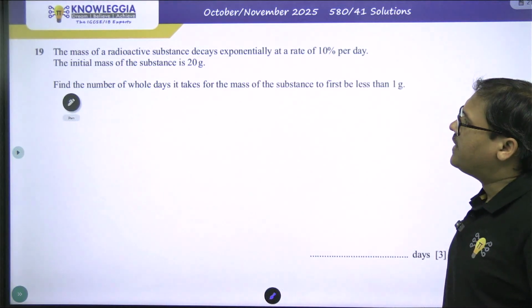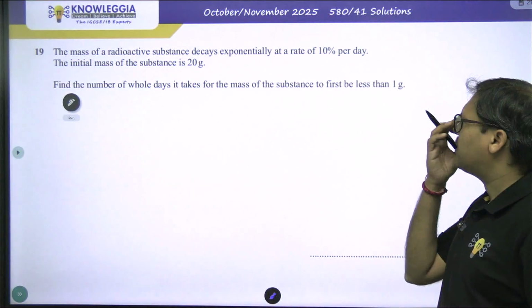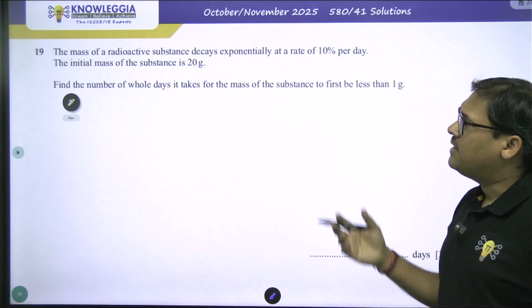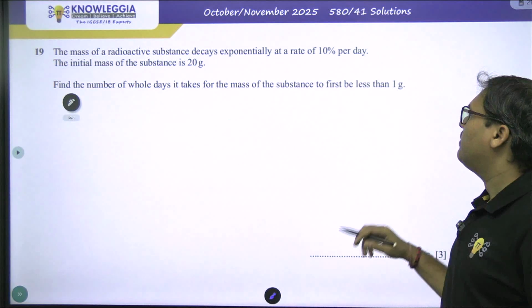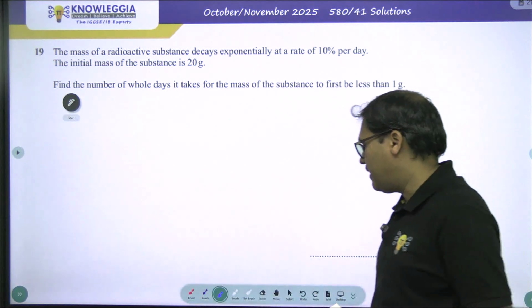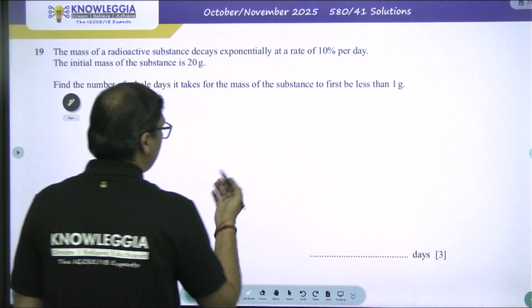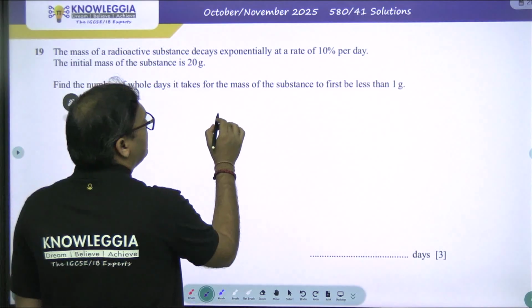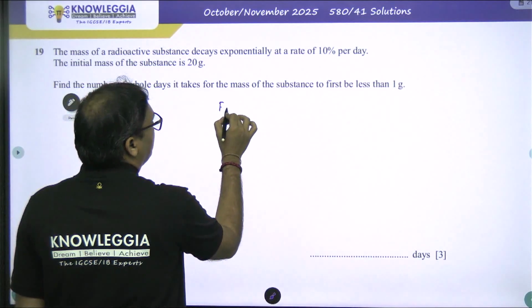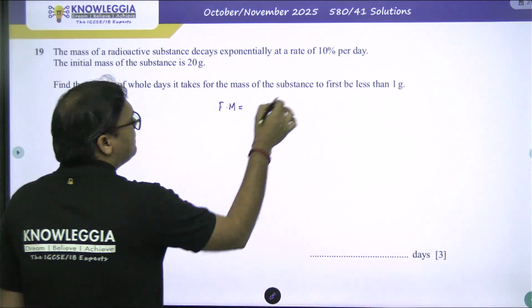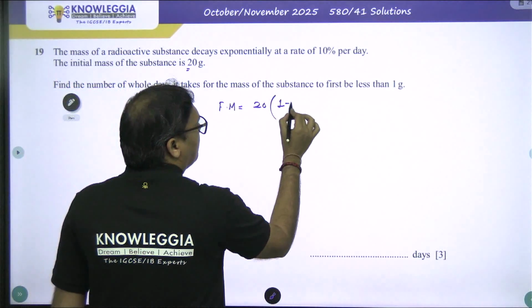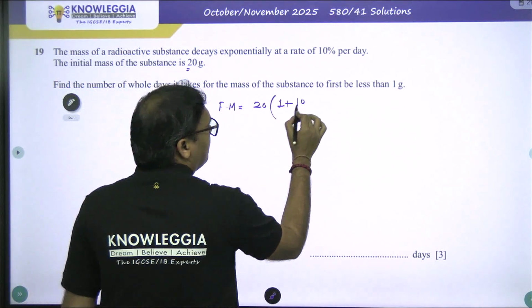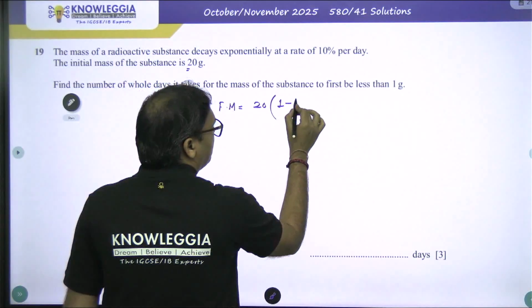The mass of a radioactive substance decays exponentially at a rate of 10%. Initial mass is given. Find the number of whole days it takes for the mass to first be less than 1 gram. This is exponential decay. Let's say this is the final mass. What is the initial mass? Initial mass is 20 grams, and it is decreasing at a rate of 10%. So this is exponential decay.